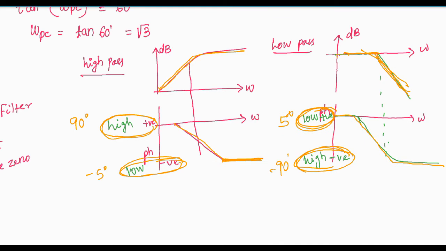So what we are getting for the high pass filter, the phase plot will be like this. From a high positive value, you can remember this. Suppose this one is 90 degrees, this is minus 5 degrees. And this is low positive value to high negative value, 5 degrees to minus 90 degrees. So this is for the low pass filter and the high pass filter.